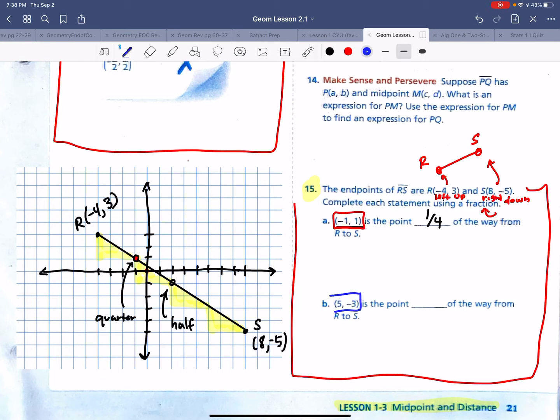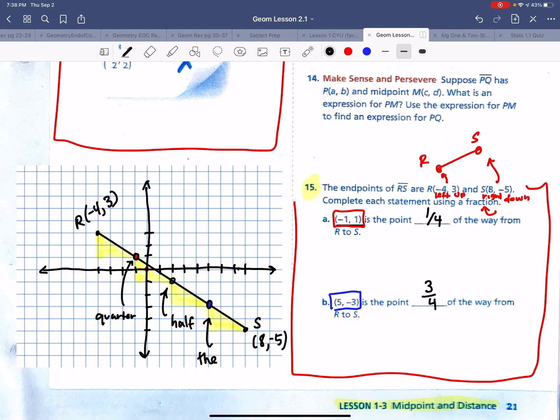Now let's take a look at this point. So I'll use a different color. (5, 3): 1, 2, 3, 4, 5, 1, 2, 3. They're talking about this point right here. That looks like that'd be 3/4 of the way there. How did I know? I graphed it.